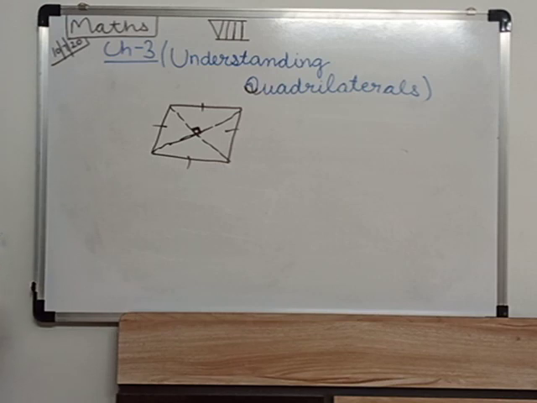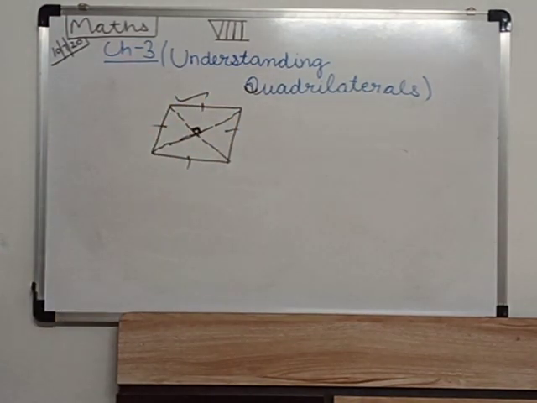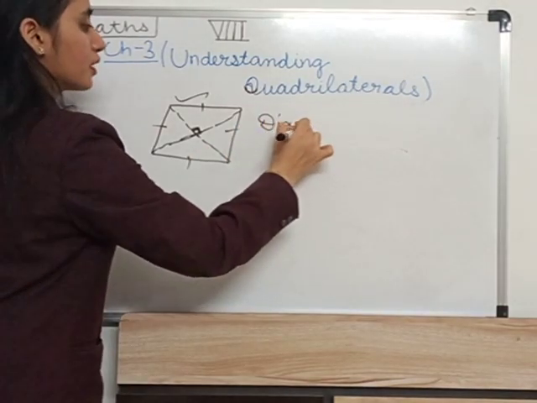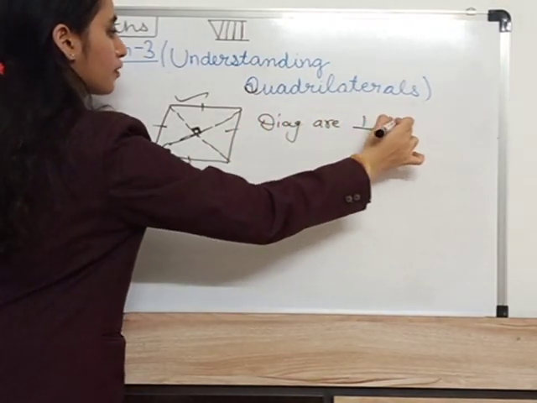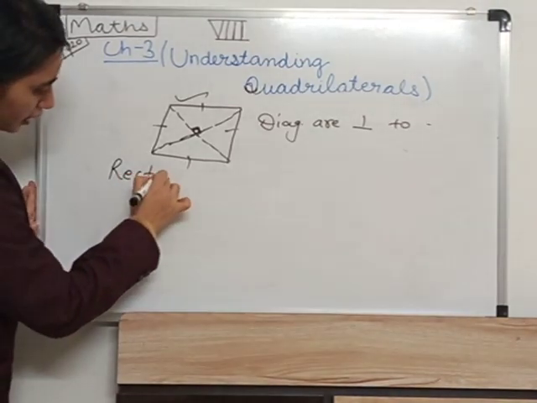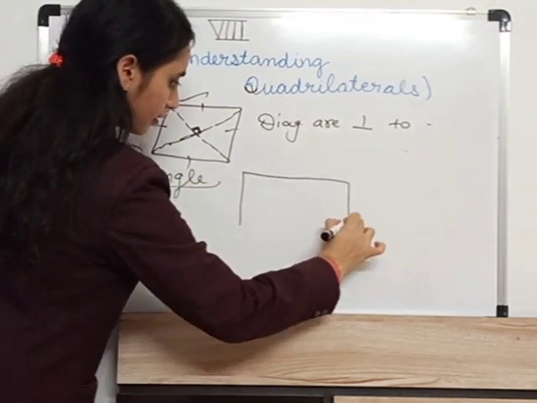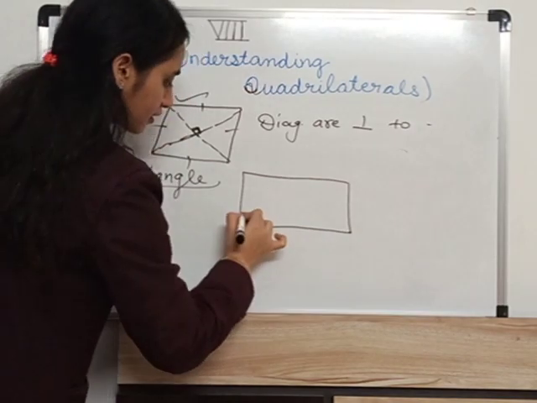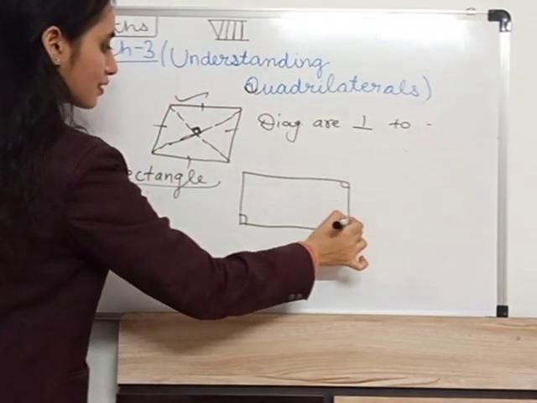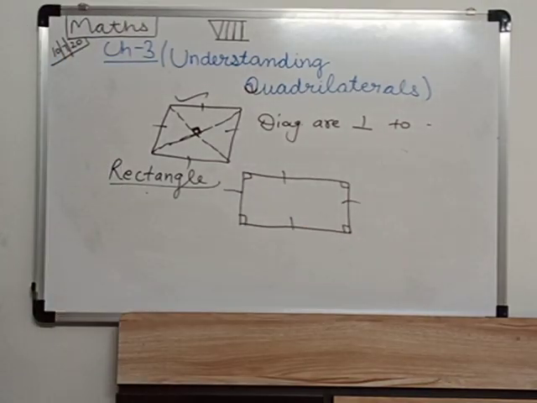Means the angle between these diagonals is 90 degrees. Diagonals of a rhombus cut perpendicularly to each other, means diagonals of a rhombus are perpendicular to each other. Okay. Now next one is about rectangle. In a rectangle, you all know opposite sides are equal and each angle is 90 degrees. These angles are 90 degrees, opposite angles are equal. Okay.